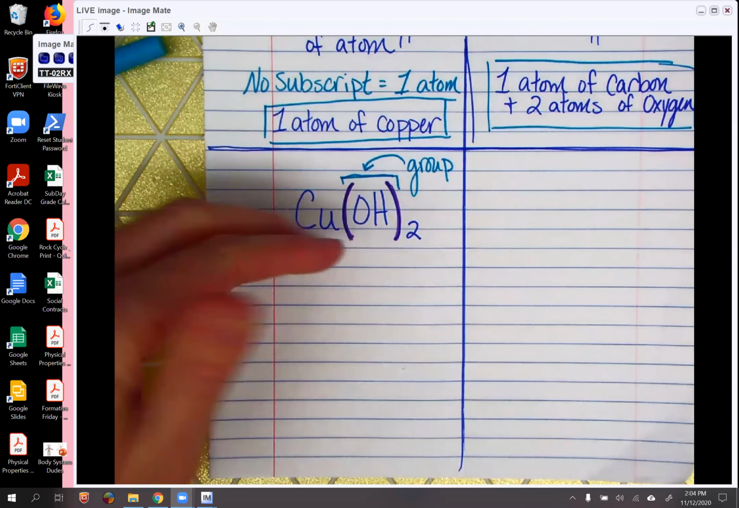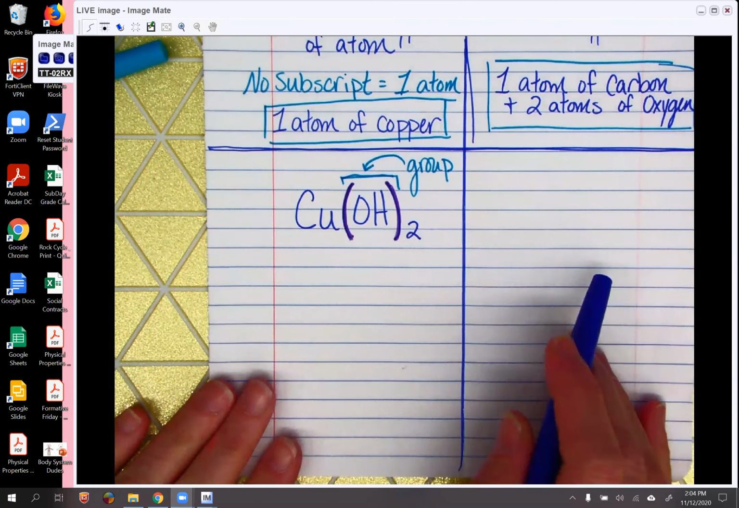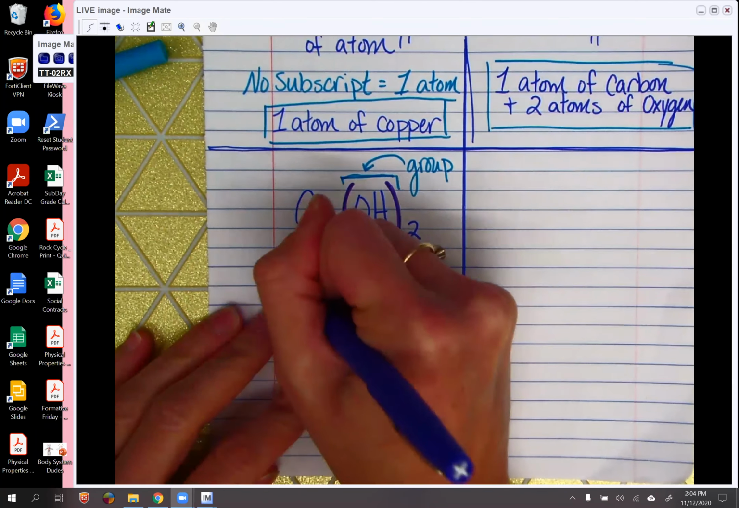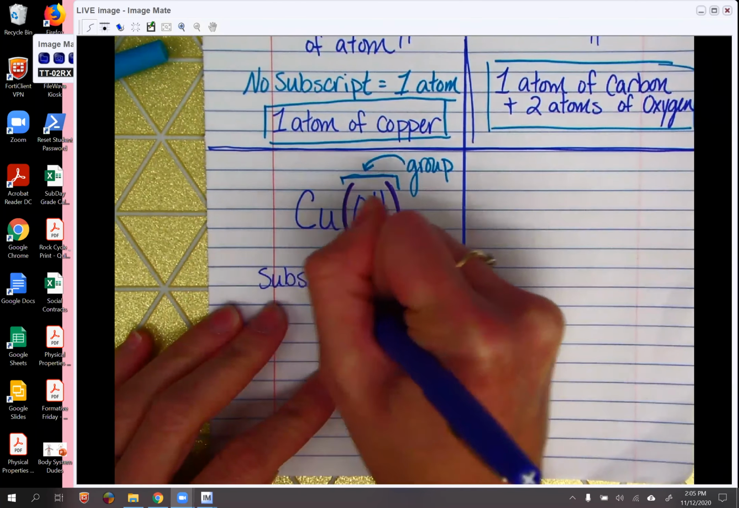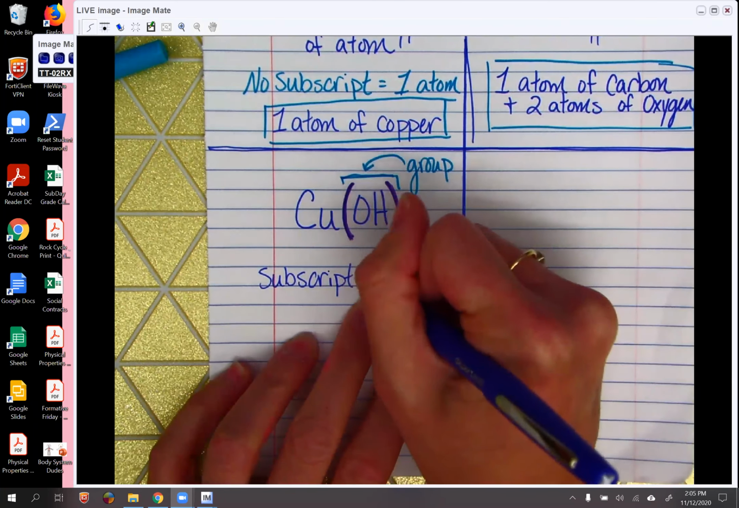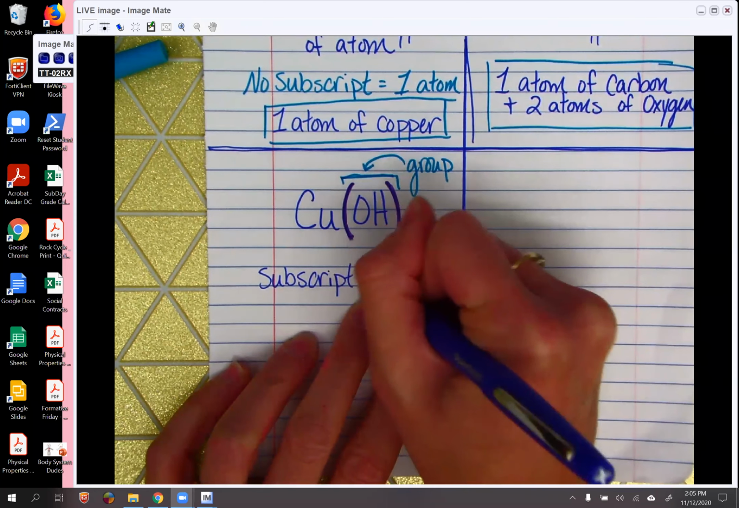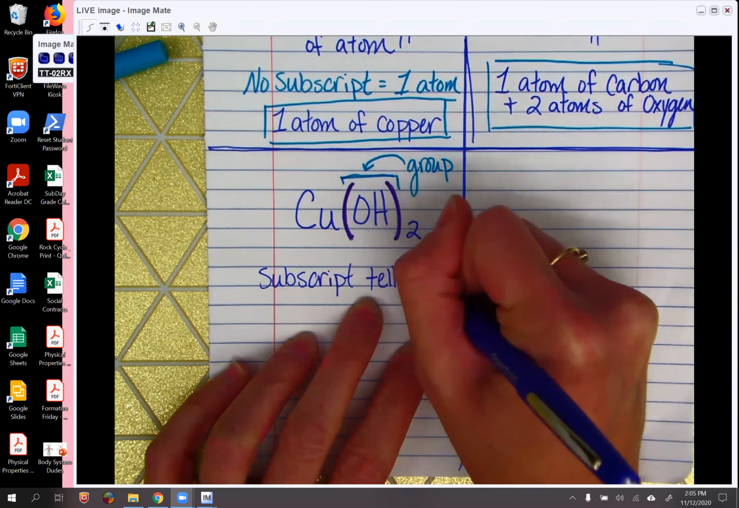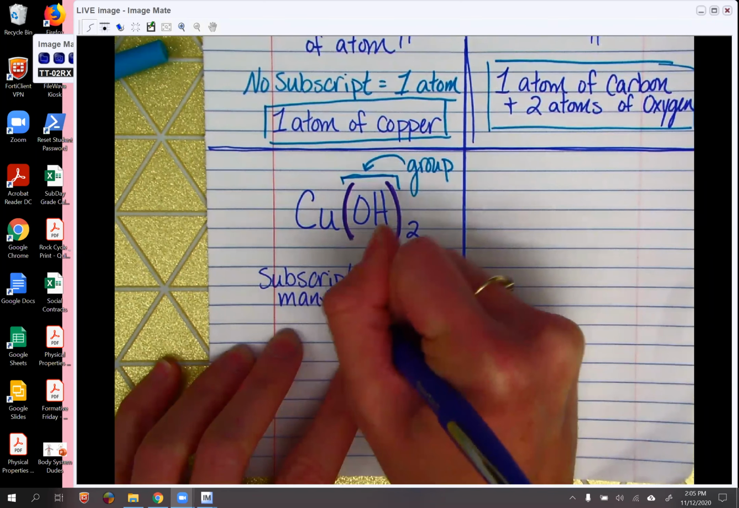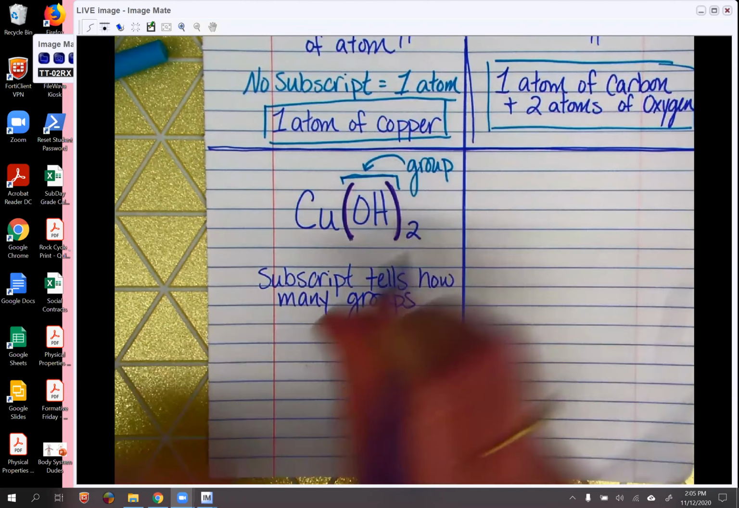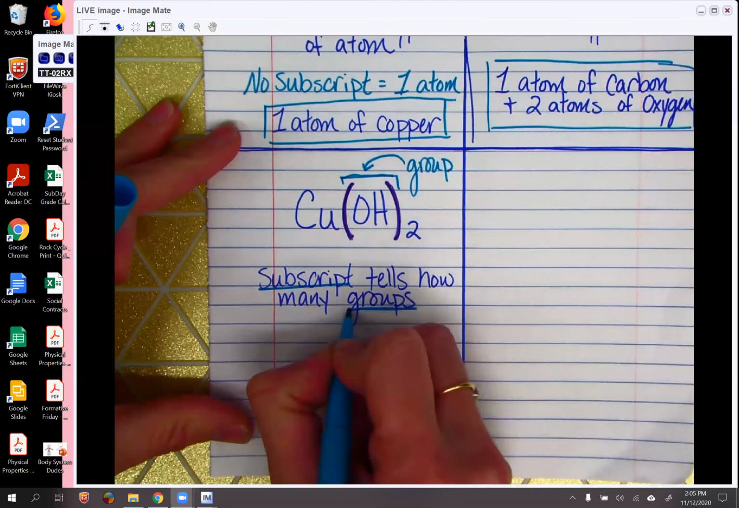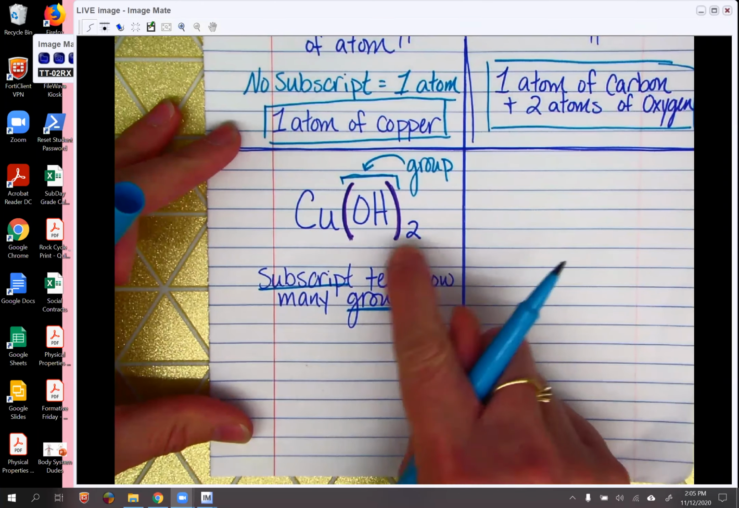When you have these parentheses and you know it's a group, the subscript here beside the group tells you how many groups. So here the subscript is telling you how many groups you have. So is this telling me I have 2 groups?